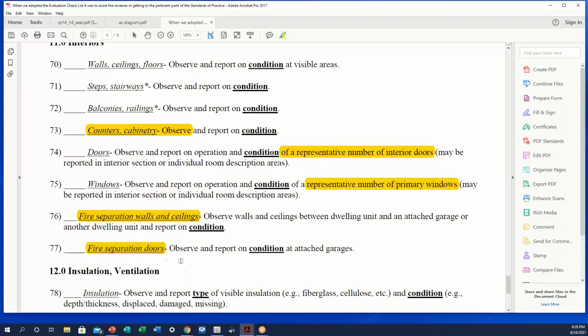Okay, fire separation door. It's not a fire door. It doesn't have to meet those requirements. It's not a $400 door. It has to meet the rule for whatever the rule is for a fire separation door. Solid, 1 3/4 or 1 3/8, whatever the rule is today. Self-closing, whatever the rule is today. They've been going back and forth changing. It used to be 1 3/4, self-closing, self-latching, and that's what it was. Observe and report on the condition of attached garages.